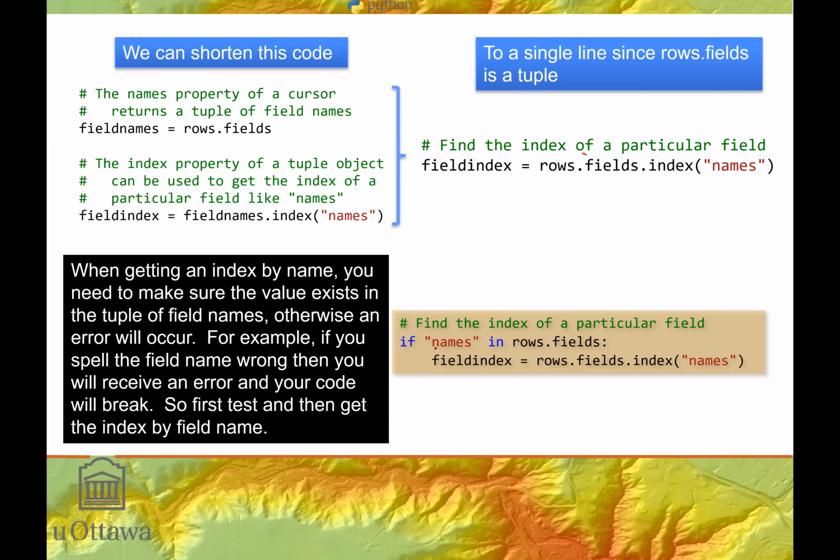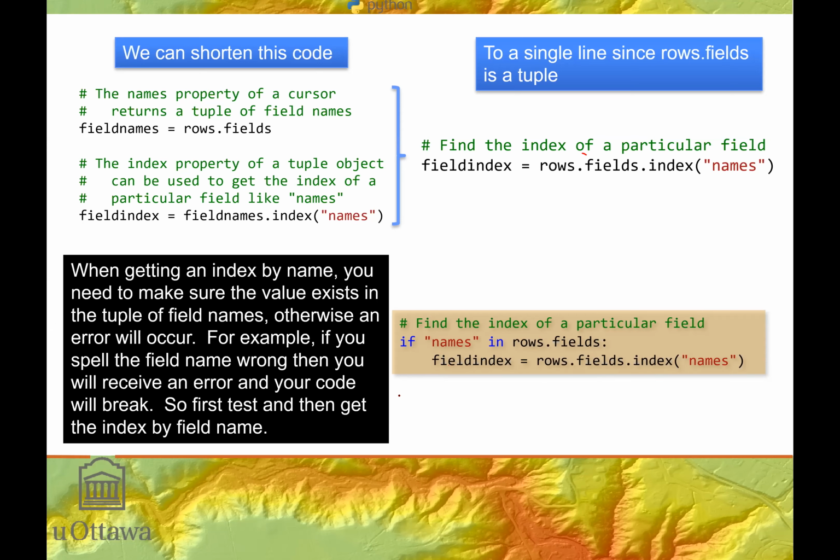Another way you could do is you could say, okay, if names in row.fields. So you could use a conditional statement. And this has the advantage of first checking to see if names actually exists in this before it starts running the code here. And that makes it safer, because the code won't run if that particular field or search field is not within the list of fields.